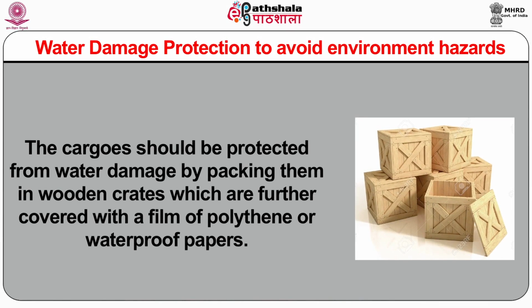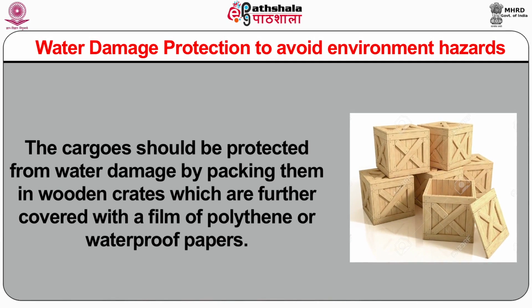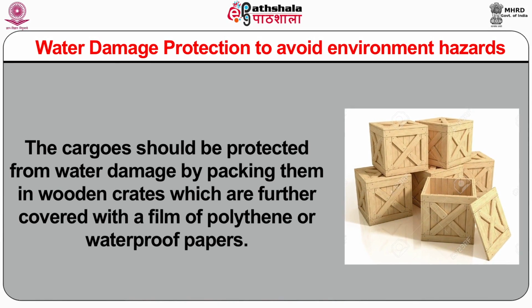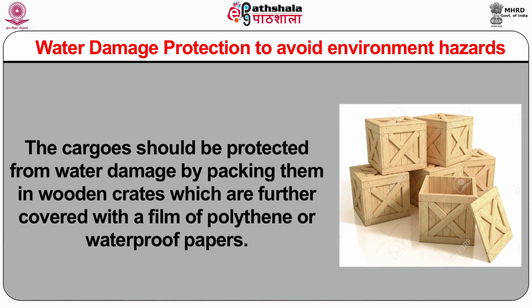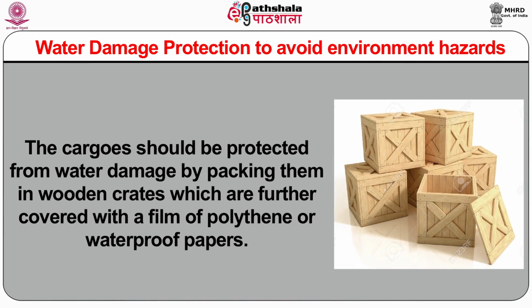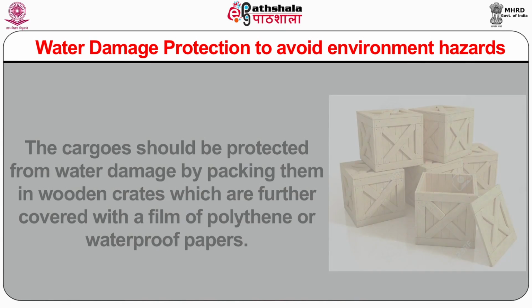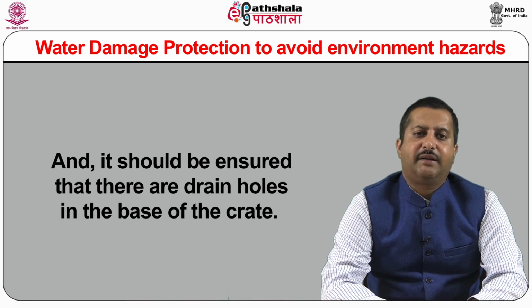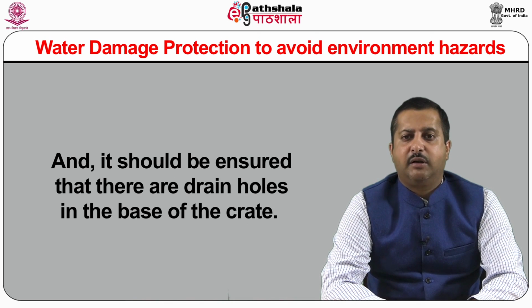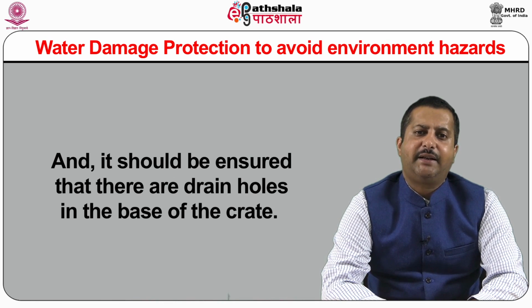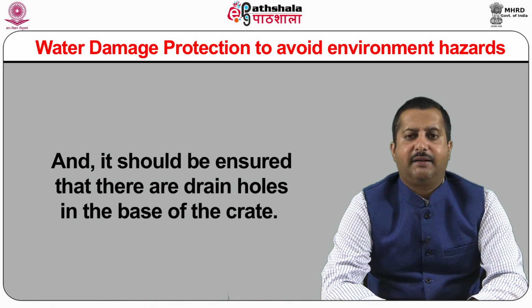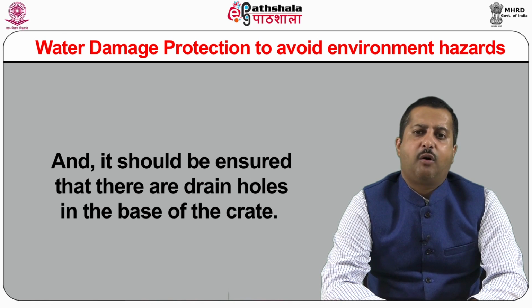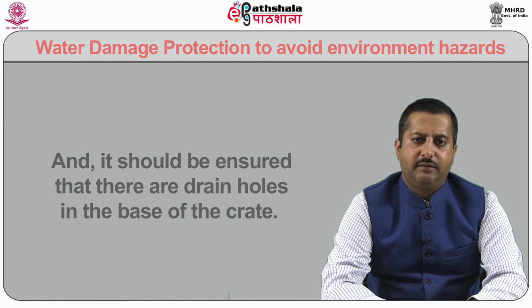Water damage protection, to avoid environment hazards. The cargoes should be protected from water damage by packing them in wooden crates which are further covered with a film of polythene or waterproof paper. Line non-impregnated fiberboard boxes with waterproof paper or polythene. Large cargo commodities can be masked with polyethylene sheeting, and it should be ensured that there are drain holes on the base of the crate.